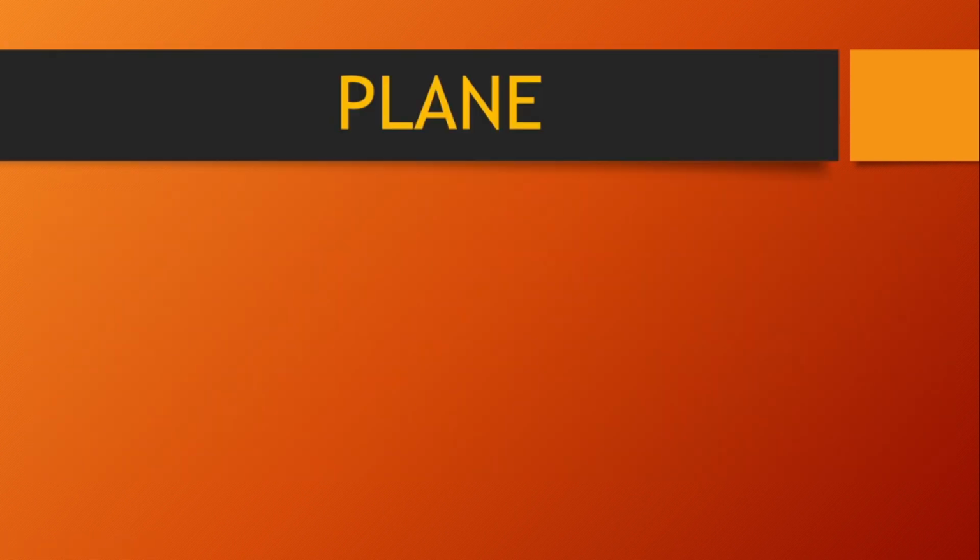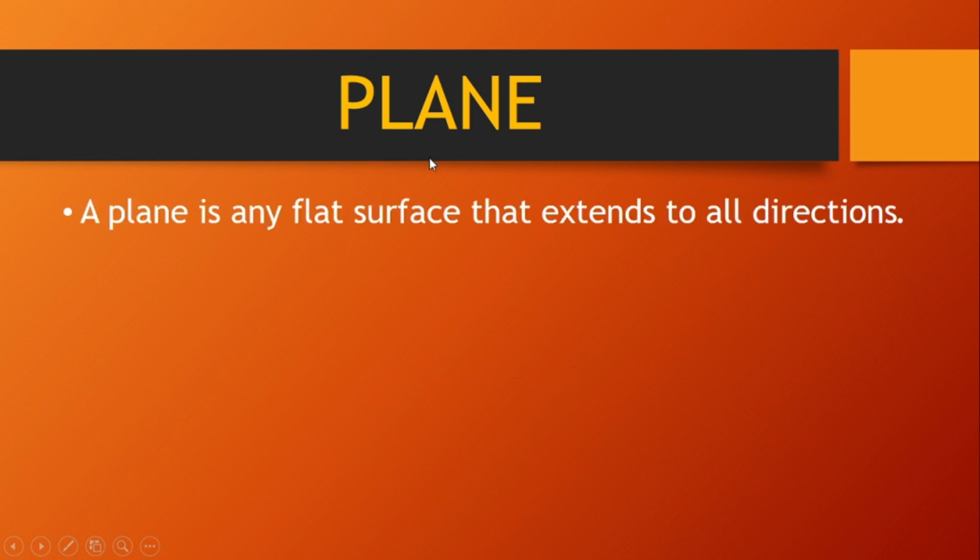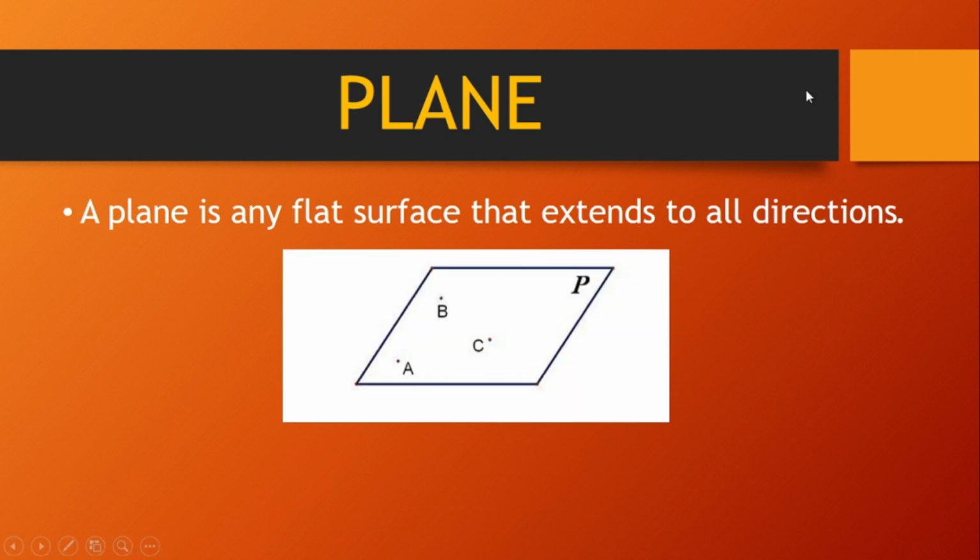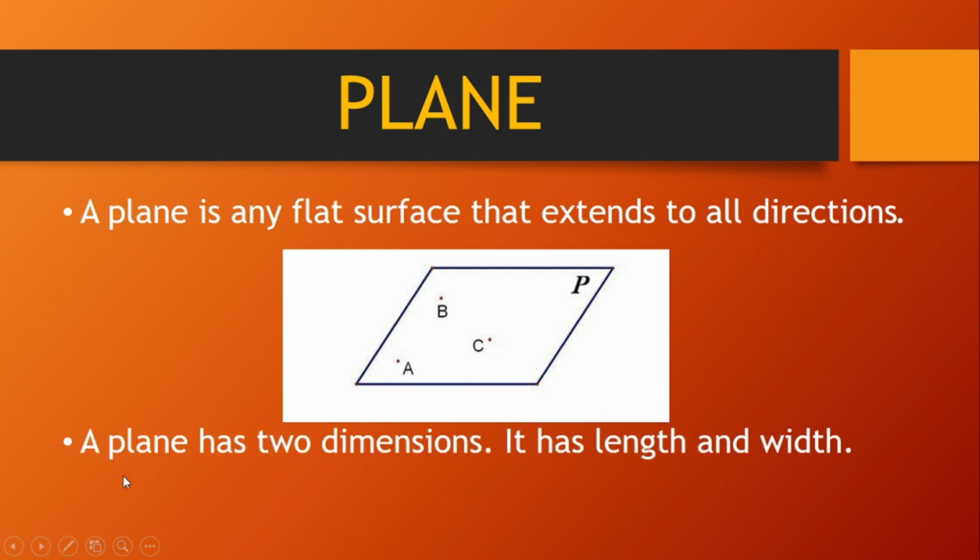So, we have here the plane. A plane is any flat surface that extends in all directions. Okay, flat surface. Now, let's have this as an example of a plane. A plane has two dimensions. Right? We have what we call 3D, that's three dimensions. Now, this plane is only 2D or two dimensions. So, it has length and width only. Okay? Because it is a flat surface. So, it is not 3D, but it is 2D. Two dimensions only, which means we have length and we have width.